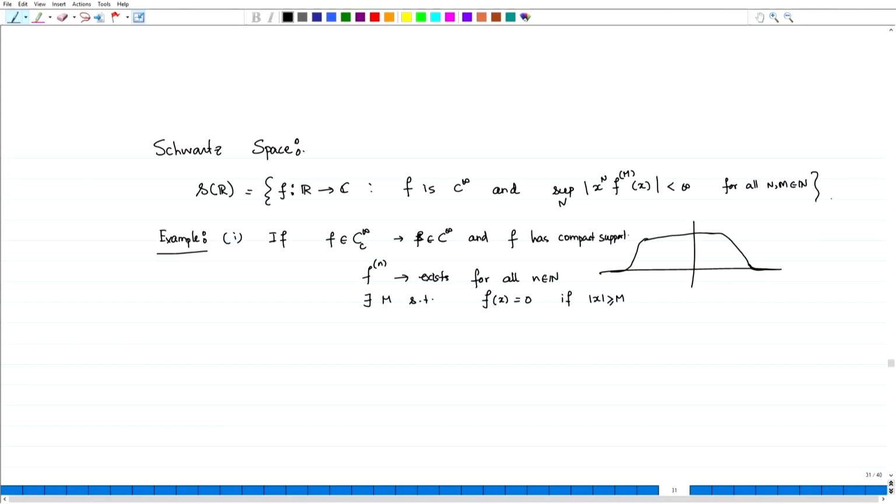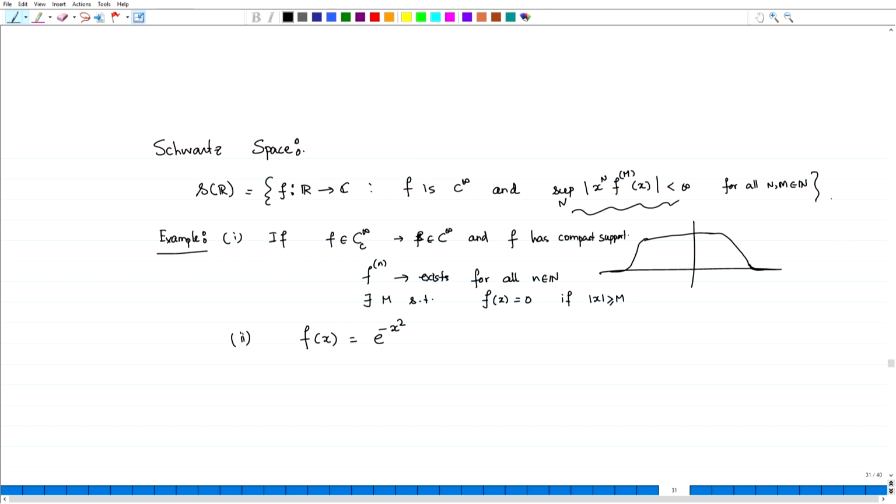Similarly, if I am looking at f prime, then f prime will also have compact support, and so this inequality is trivial to show. Second, of course, just now we have done f of x is equal to e to the power minus x square. So, this also decays at infinity so rapidly that even if we hit this f of x with a polynomial, the decay is still going to dominate the behavior of the product with the polynomial at infinity.